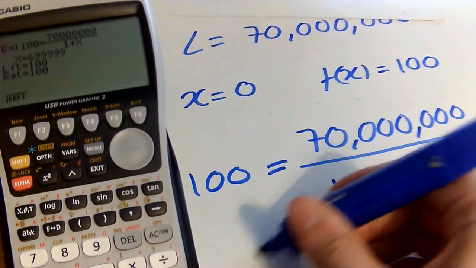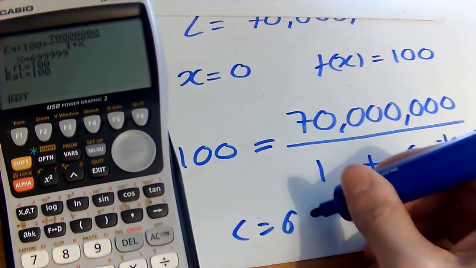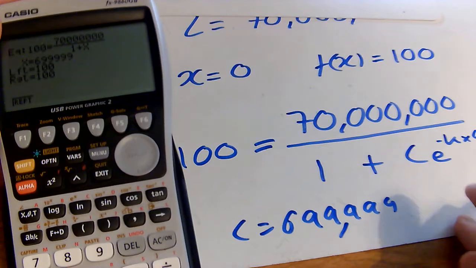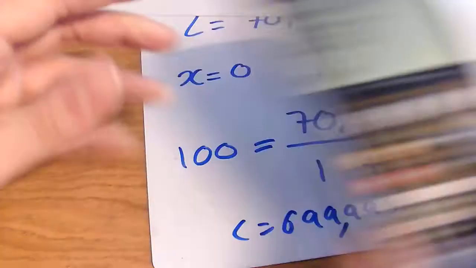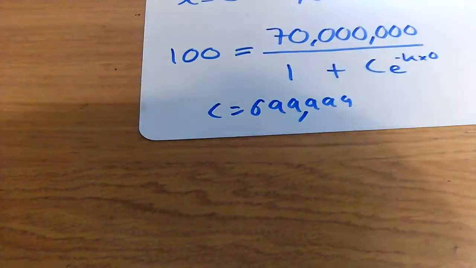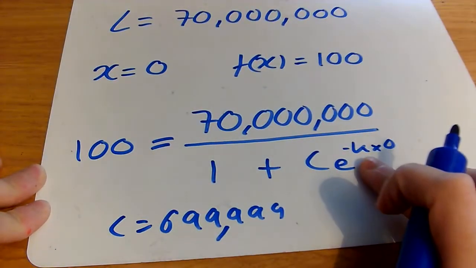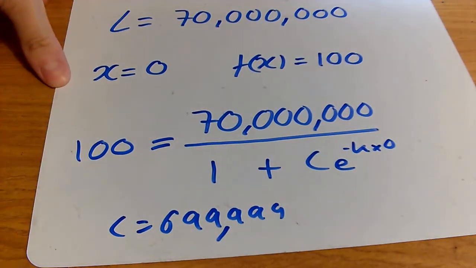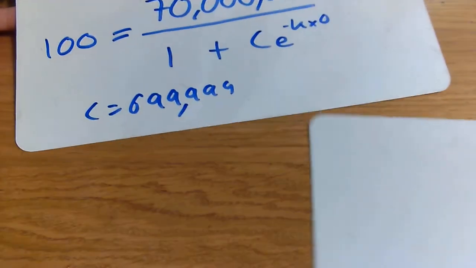So I'll make a note of that. C equals 6999999. Okay, so that's going to be the c we use in the model from this point onwards. We're trying to work out also the value of k here though. So we need some more information in order to do that. So that's what you hear about when scientists are doing this kind of thing. They'll look for what happens as time goes on.